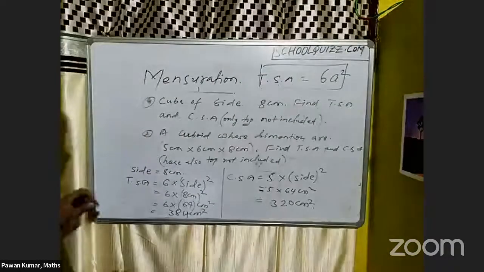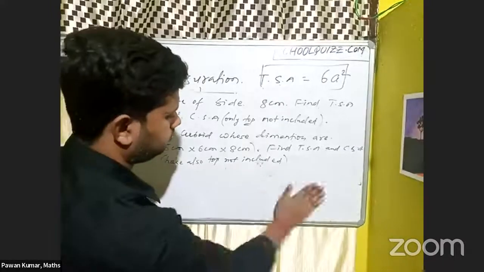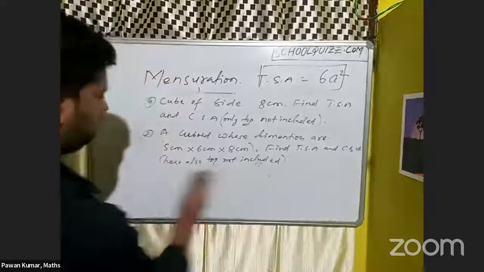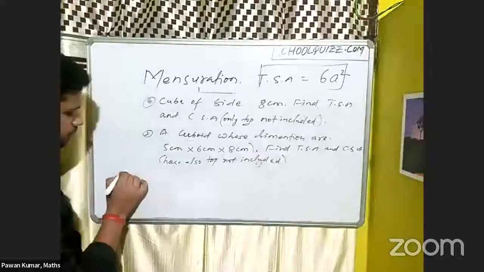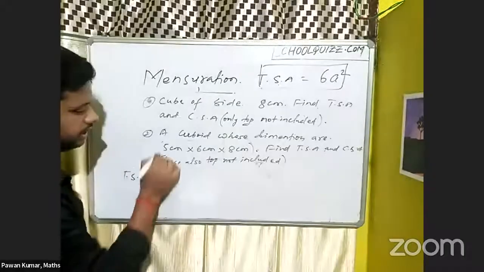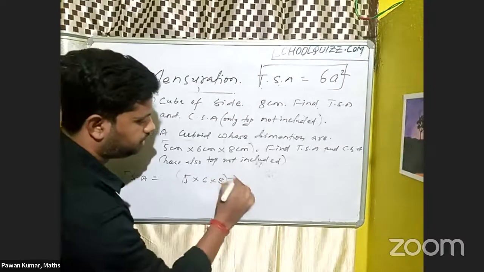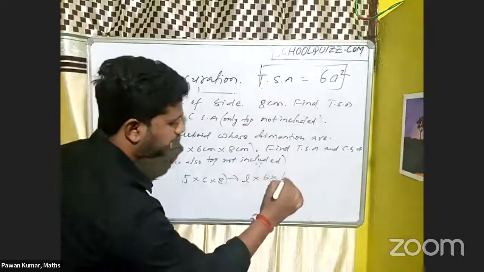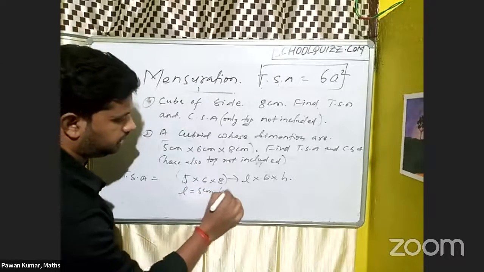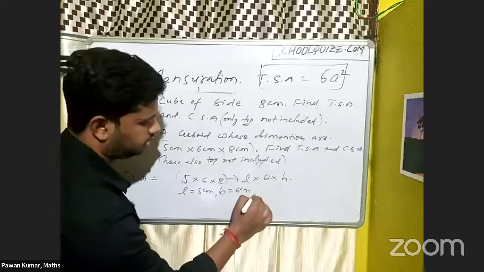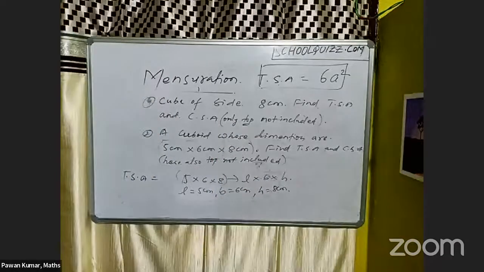Okay. So let's discuss regarding the cuboid part. So for cuboid, TSA we can do easily, no problem. See, given the dimension as 5 into 6 into 8, that means they are mentioned as length into breadth into height. So if I say length is 5 centimeter, breadth is 6 centimeter, and height is 8 centimeter. So you have to predict like that.